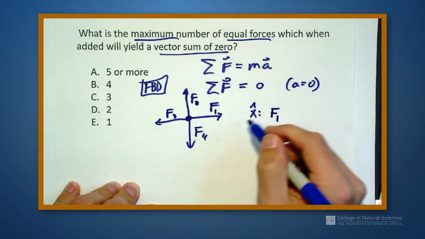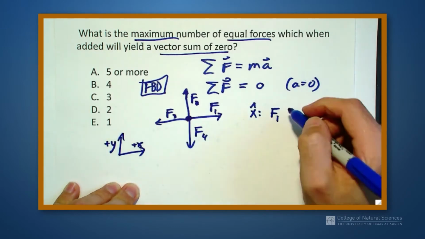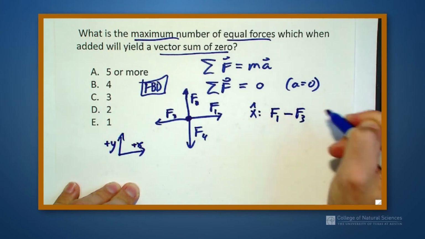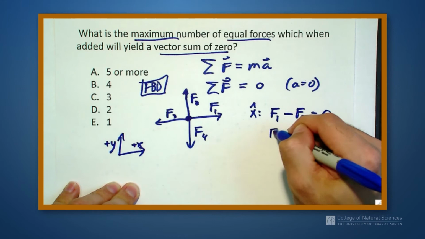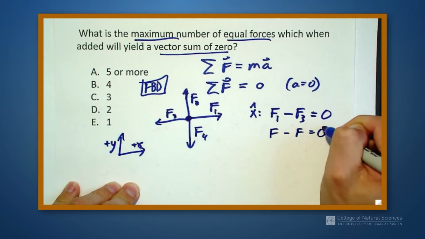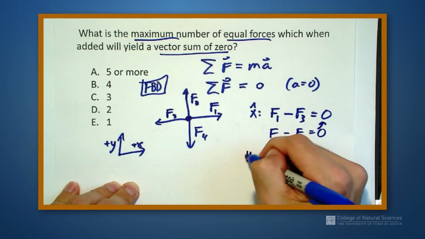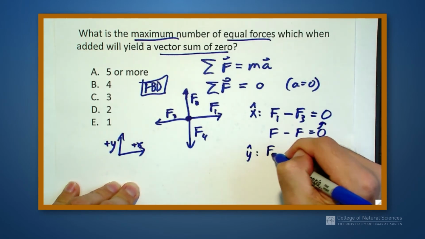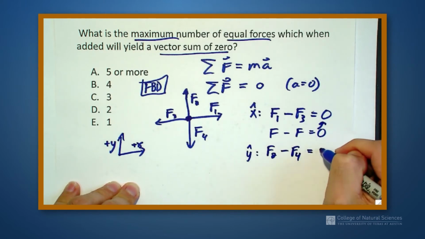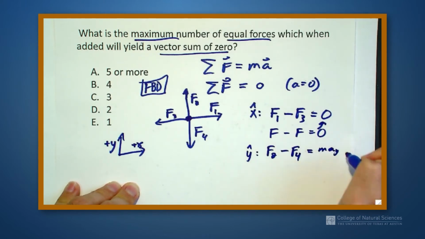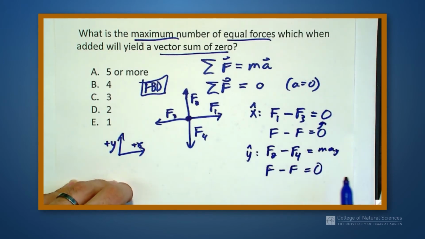Force 1 in the positive x direction, force 3 in the minus x direction, and if they're the same value, F minus F, we get 0. Same thing with the y direction. If I get force 2 up minus force 4 down, I get some acceleration in the y direction, which in this case, because they are the same force, is going to add up to 0.